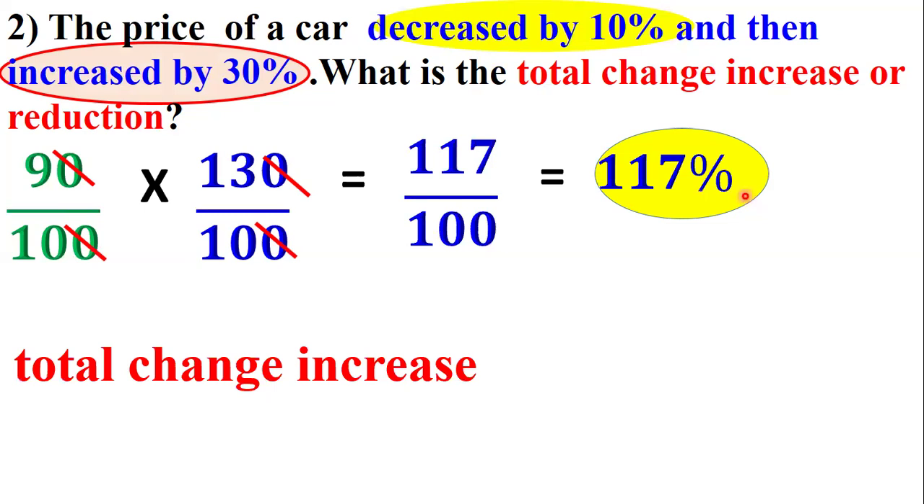So this is an increase. From 100, it goes to 117. You are asked to determine whether there will be an increase or a decrease. Based on this, since this is more than 100, it is an increase. 117 minus 100 is equal to 17%, which will be the increase.